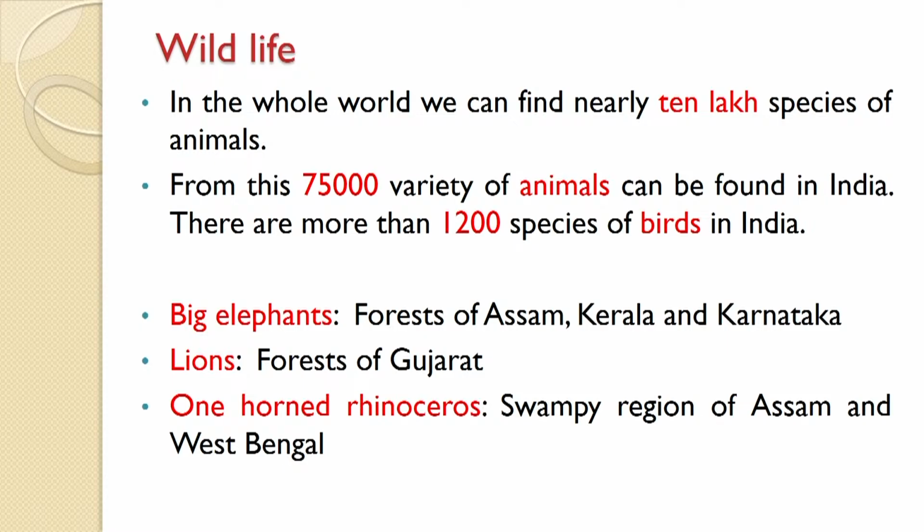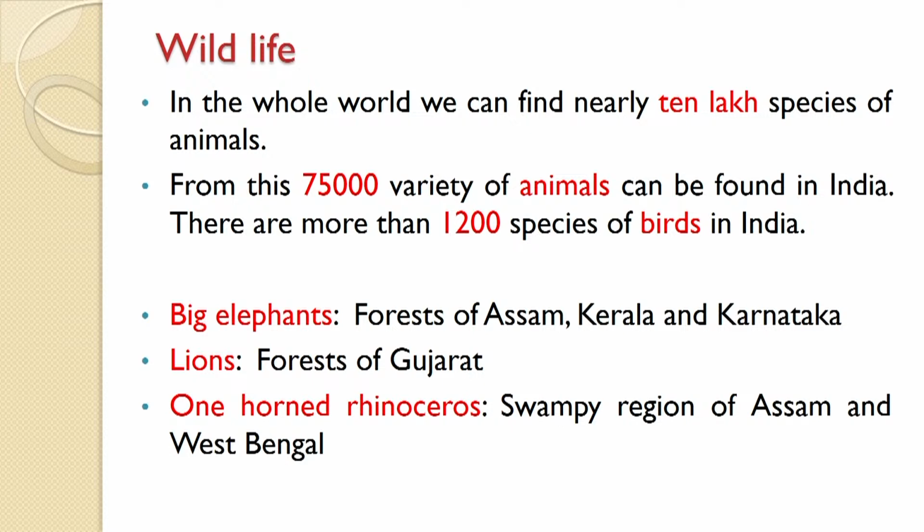Here we can see the big elephants that are mostly found in the forests of Assam, Kerala as well as Karnataka. The lion is found in the Gir forest of Gujarat. The one-horned rhinoceros is found in the swampy region of Assam as well as West Bengal. So here you can understand that various types of animals are found in the various regions of India. We can say that each region or each state in India is biodiversity-wise very unique, and we should go for protection of each of these regions in their natural way.